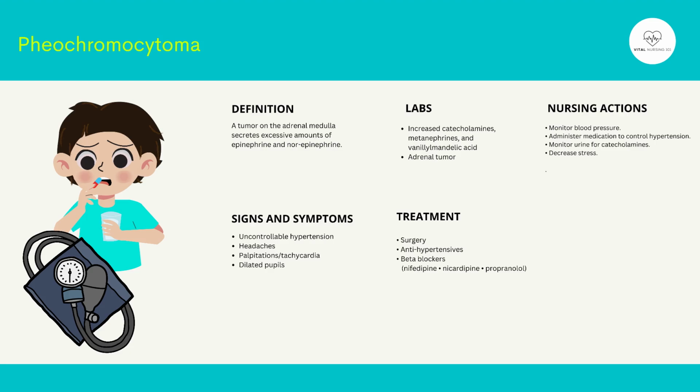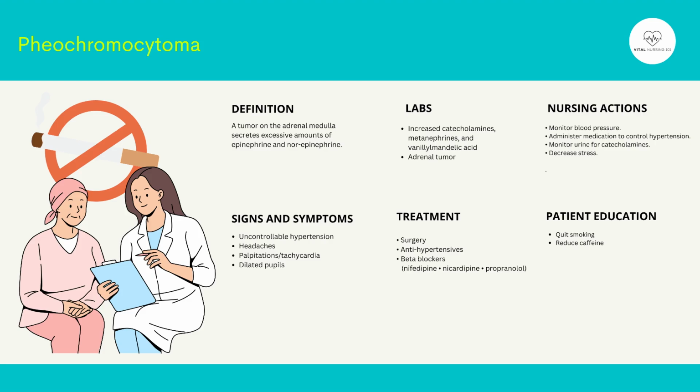Excellent! Now let's move on to nursing actions. The nursing actions include the following. Monitor blood pressure. Administer medication to control hypertension. Monitor urine for catecholamines. Decrease stress. And with nursing action comes patient education. Teach the patient to quit smoking to help lower blood pressure, and reduce caffeine to help lower blood pressure.